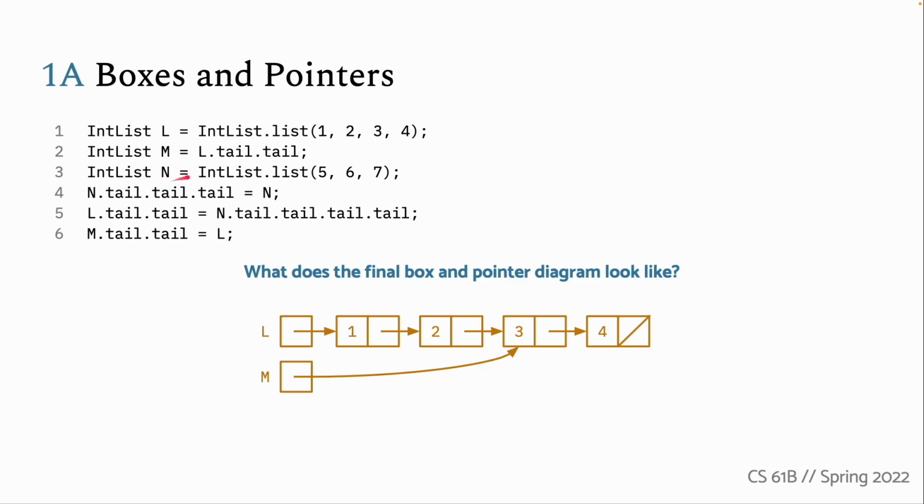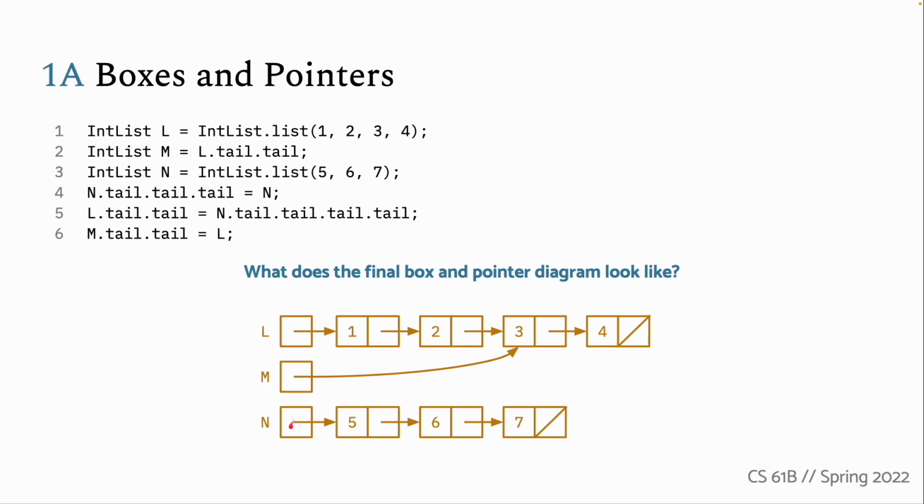Next, we have n equals intless.list 567. That's just creating an int list the normal way. So we do the same thing that we did in line 1. So now we're on line 4, and we have n.tail.tail.tail equals n. So we're going to do the same thing. So n is just this field right here. So we know what that is.